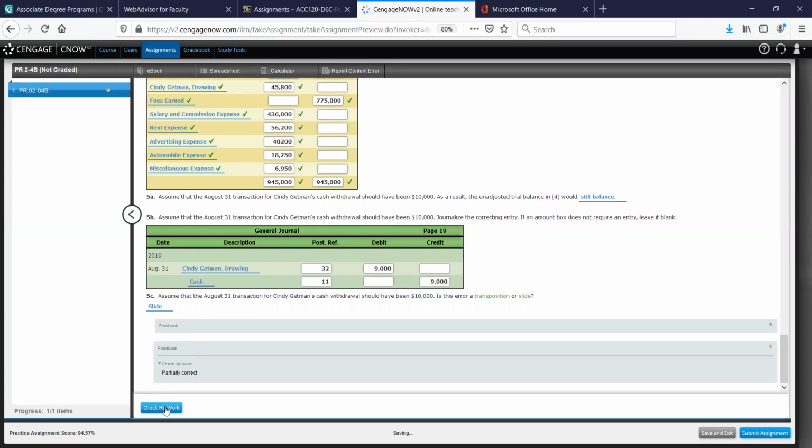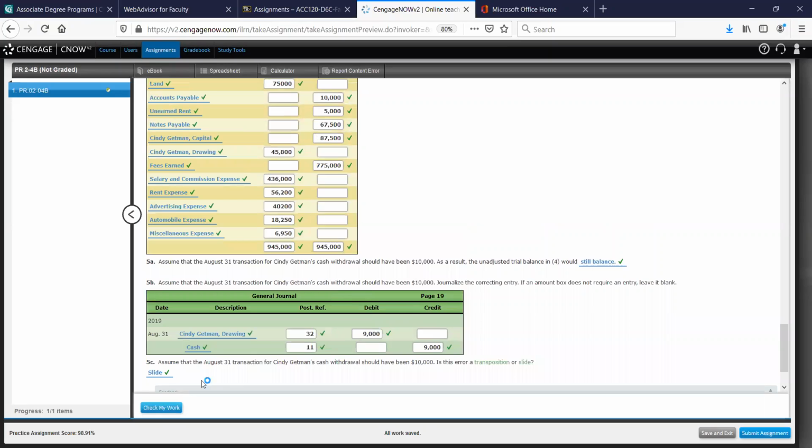And so I'm going to check my work. And thankfully, everything is correct now. And so we're finished with this particular problem. So I'm going to stop sharing my screen. I'm going to stop the recording.